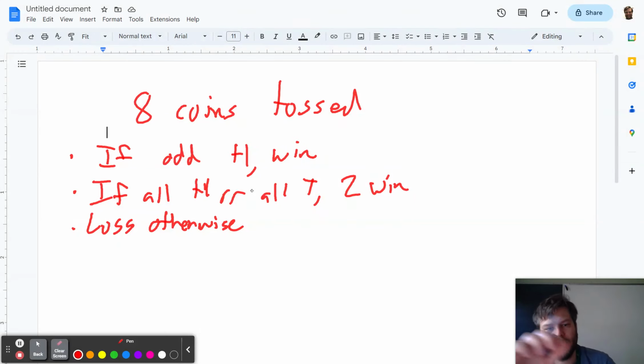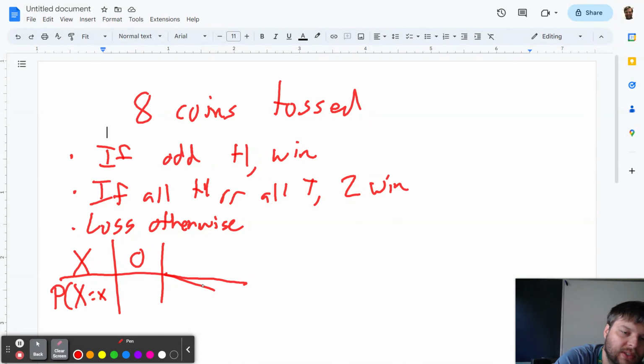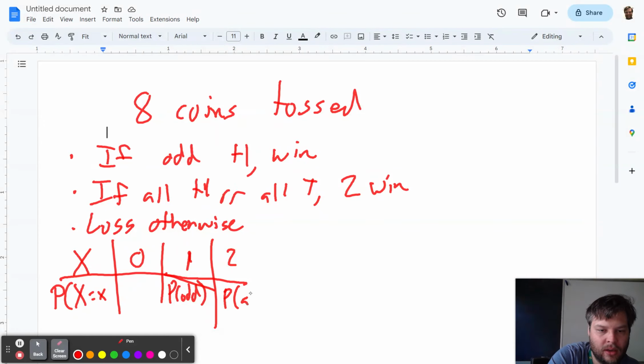Okay, so what I think of here is that we can make a little table. So we have x and then the probability that you reach that x. So you win 0 times for the otherwise. You win 1 time for the probability of an odd, and you win twice for the probability that all H or all T. So let's think about that.